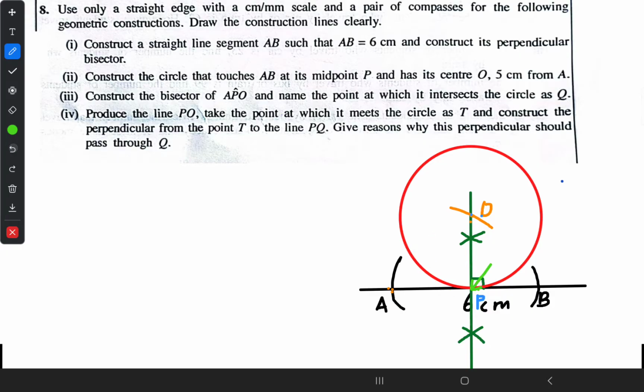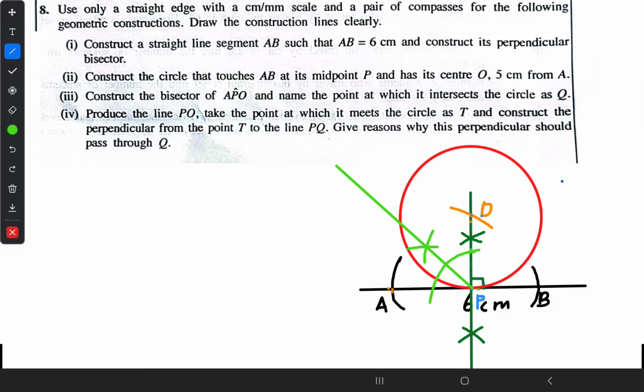I'll repeat again. Place your needle of your compass at point P and draw an arc. And again, what we need to do is, place your needle of your compass here, where this arc and AB line intersect, draw an arc. Place your needle at the point here in the vertical line where this arc intersects, draw another arc. When you connect these 2 points by using a straight line, that would be the angle bisector of the respective angle APO.